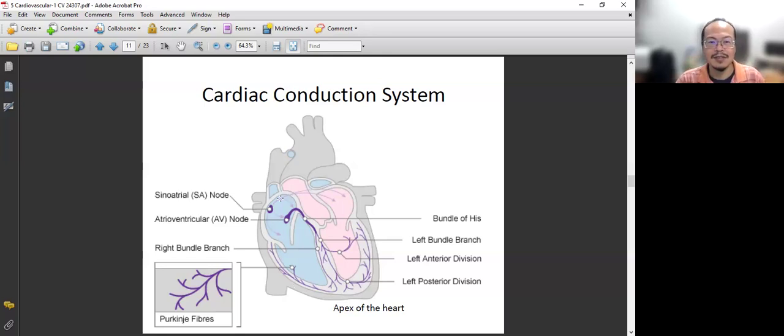So each chamber is a functional syncytium, but how do we coordinate them all together? We coordinate them by the conduction system. From the SA node, this conduction system has a sequence: SA node to left and right atrium, then AV node to bundle of His, left bundle, right bundle, to Purkinje fibers, and then to left and right ventricle. So that's it. That's just heart function.